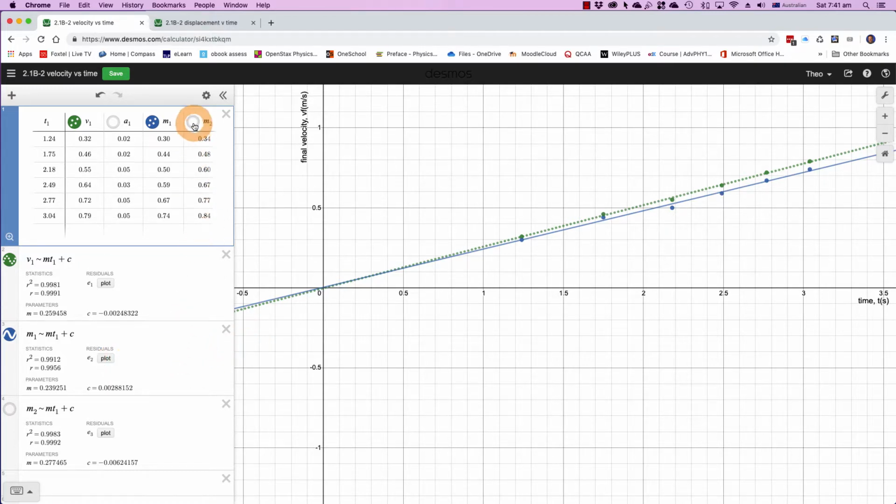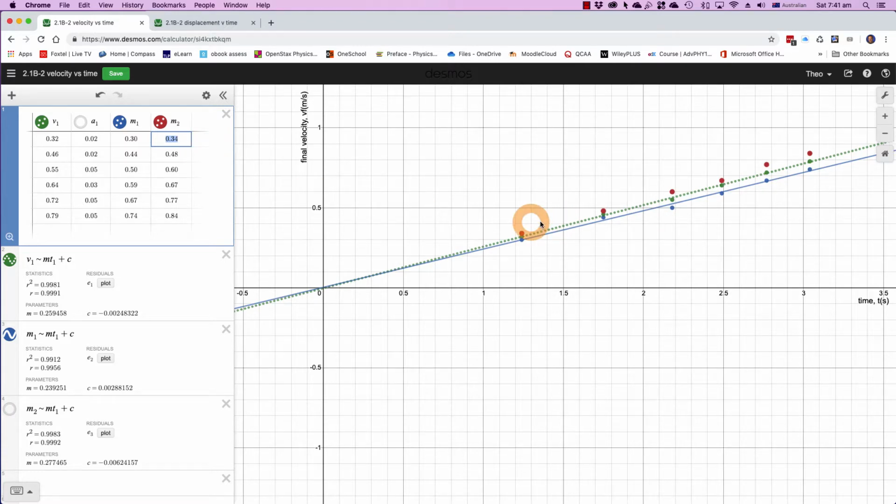Do the same for M2. M2 represents my points where I've added the absolute value, so I've gone 0.32 plus 0.02 to give me 0.34, and they're my points for my maximum line of best fit. There's my regression equation or formula.